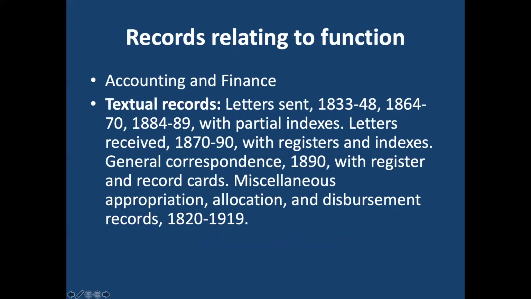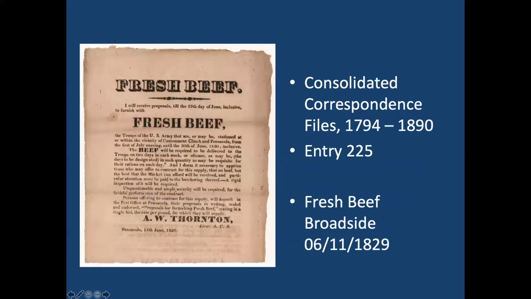So there are records relating to function. They're basically accounting and finance, and there are indexes to all of these things. This only becomes really important if you've got a name or a date, a contract. You may find in the consolidated correspondence files things like broadsides where a quartermaster is requesting beef, wood, forage, straw, carrots, corn, could be anything.